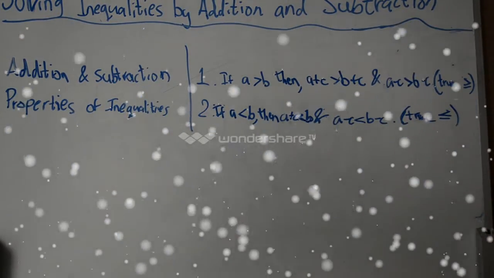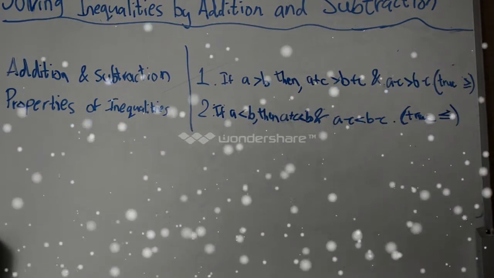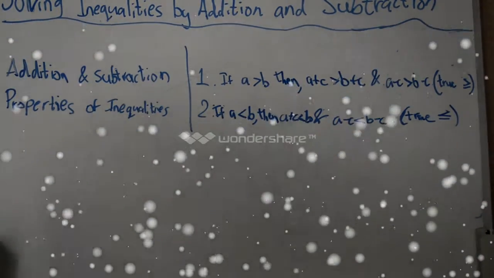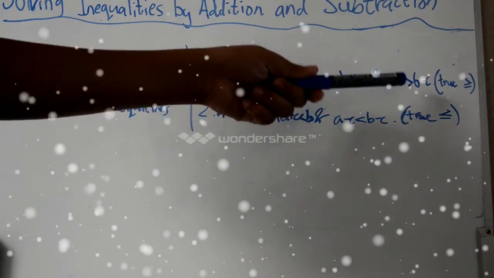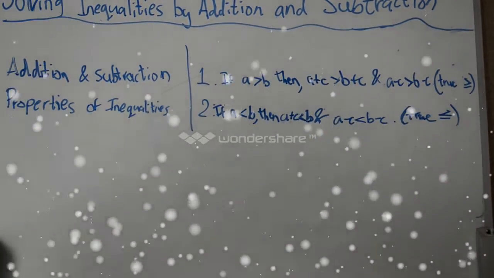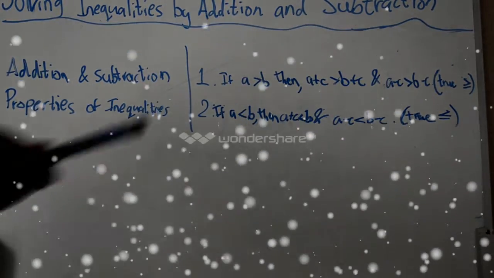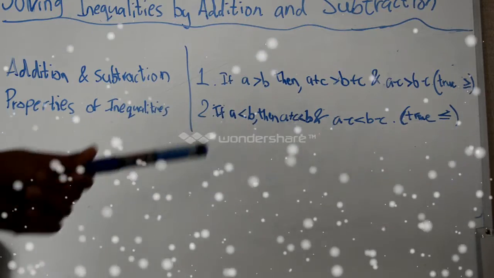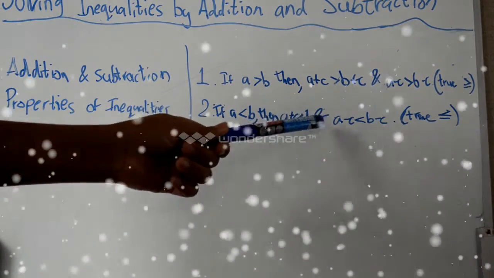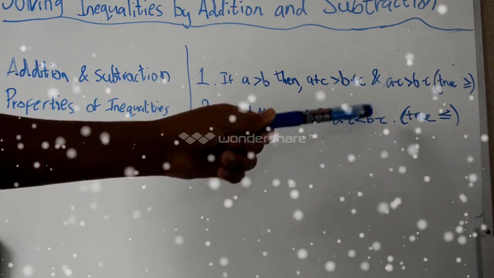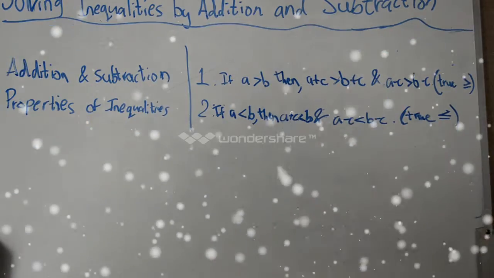First, if A is greater than B, then A plus C is greater than B plus C, and A minus C is greater than B minus C. This is true for greater than or equal to. If A is less than B, then A plus C is less than B plus C, and A minus C is less than B minus C. This is true for less than or equal to.